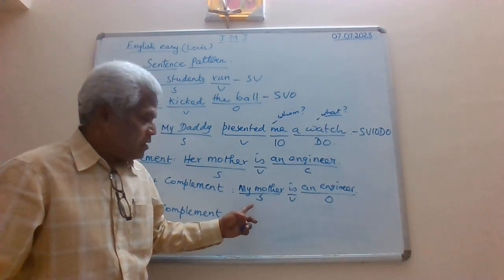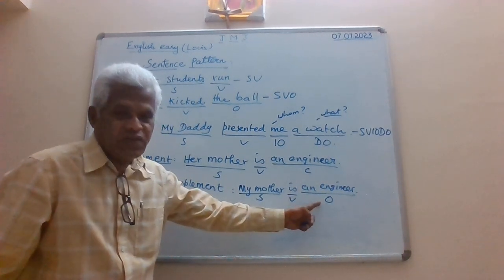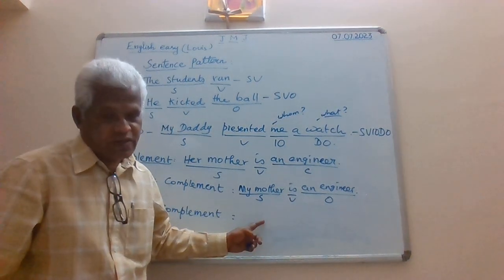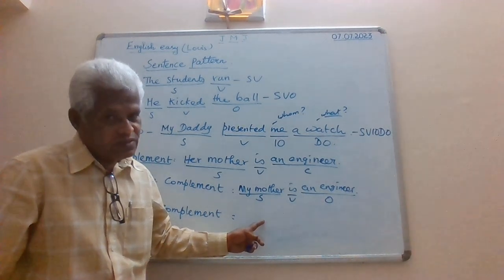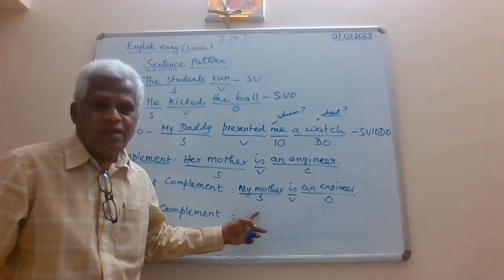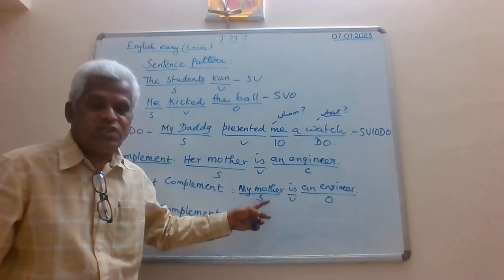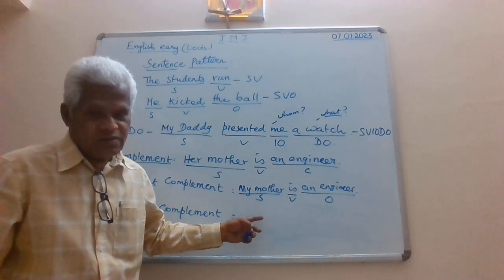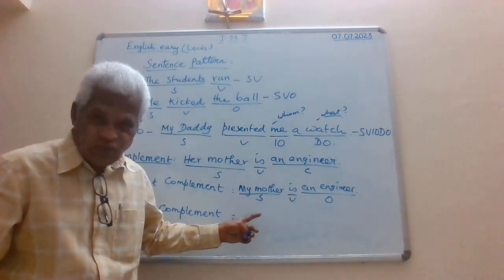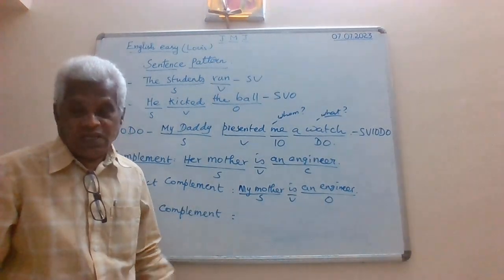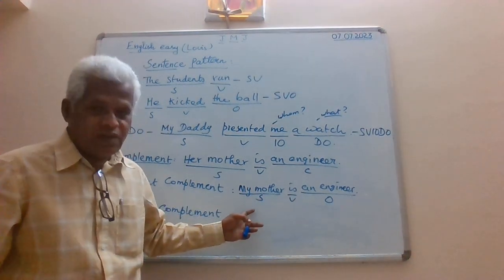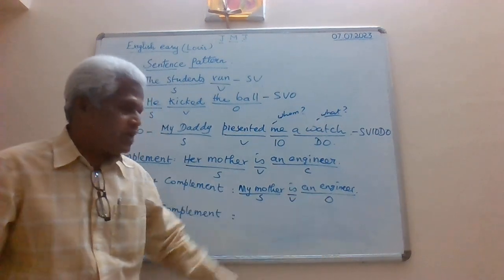Now look at here. The word engineer tells you who the subject is. So therefore, the word engineer directly involves the position of the subject here. Now what is the position? What does she do? She is an engineer. In other words, she works as an engineer. Since it is directly involved with the subject, this is known as the subject complement.